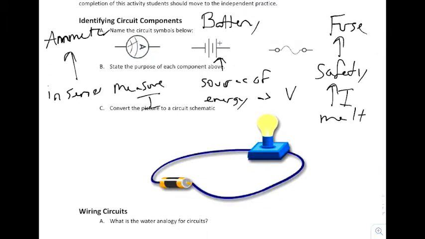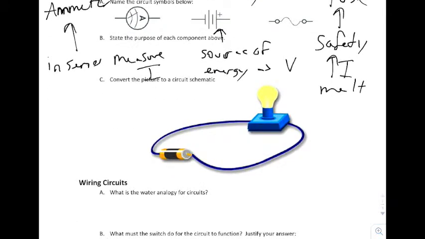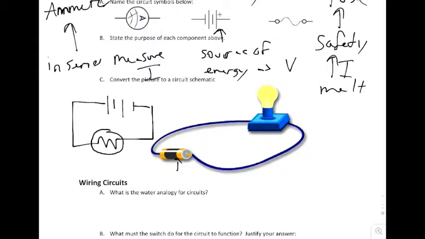So now it says convert the picture below into a circuit schematic. You should be able to recognize that as a battery. Once you draw your battery, you draw your connecting wire. A light bulb is a resistor, and then you draw it to the other end. Sometimes people will draw a circle around this to indicate that it is a light bulb, but either way it's correct with or without the circle.